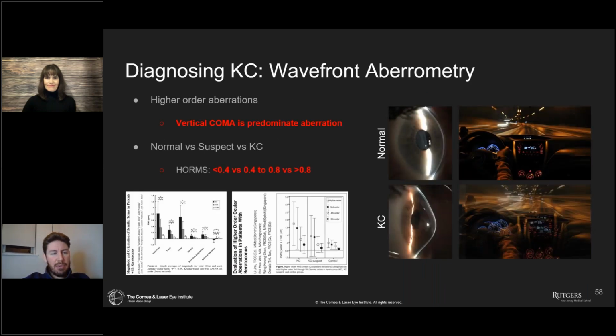So if we look at Lee and Kosaki's work on this, what they were showing was that higher order aberrations in general are elevated in keratoconus, but specifically vertical coma is the predominant aberration that is seen. So if you see a good amount of aberrations, you really want to get your corneal topography to rule that out, and you have a higher likelihood, based on the specificity and sensitivity of vertical coma, that it is in fact keratoconus.